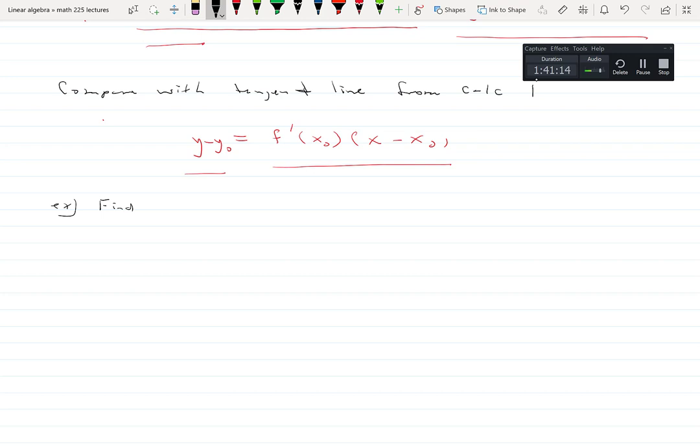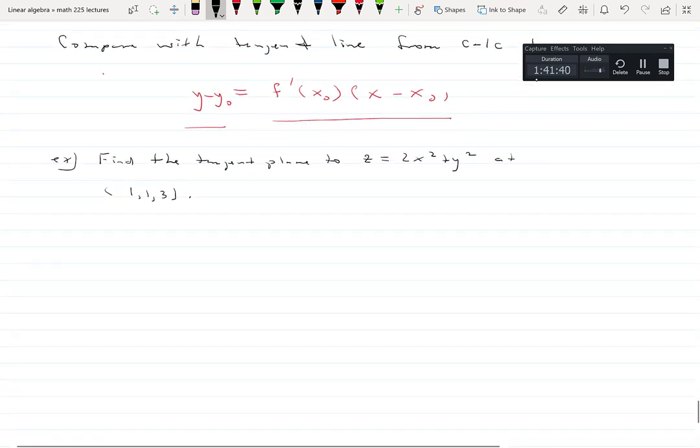So find the tangent plane to the paraboloid z equals 2x squared plus y squared at the point 1, 1, 3. That 1, 1, 3 is x naught, y naught, z naught. Our tangent plane requires the partial with respect to x, and what's the partial with respect to y?